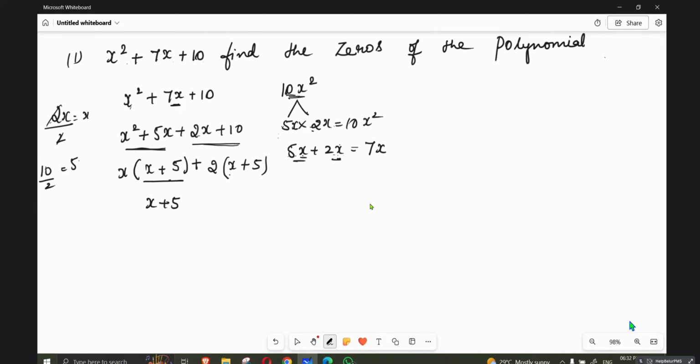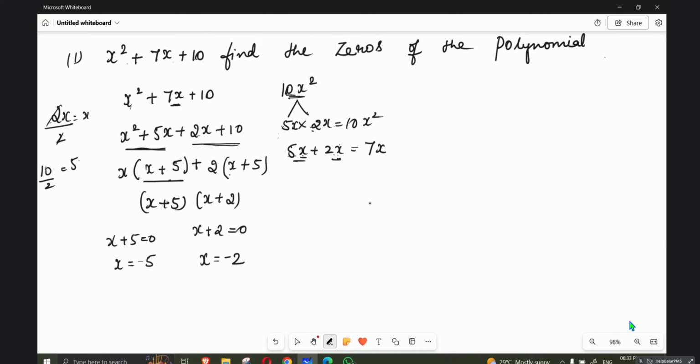You will get it as (x + 5)(x + 2), correct? Now equate them to 0. x + 5 = 0, so x = -5. Then x + 2 = 0, and you will get x = -2.